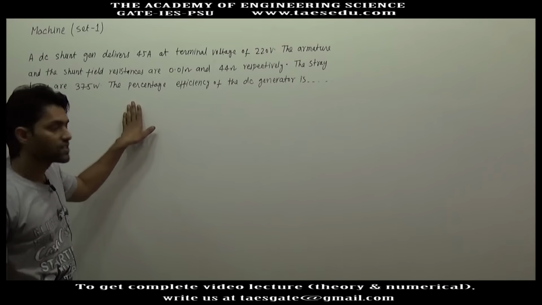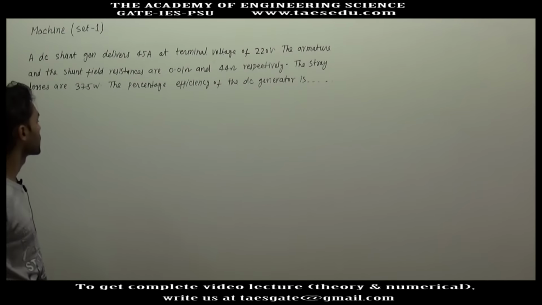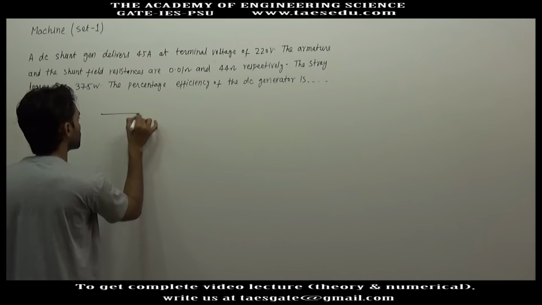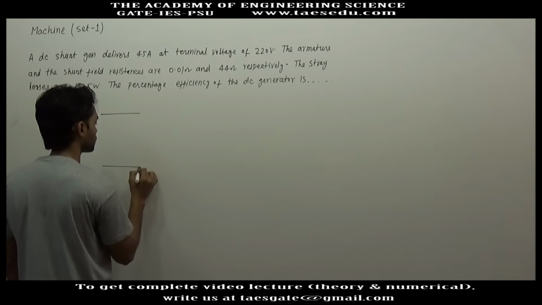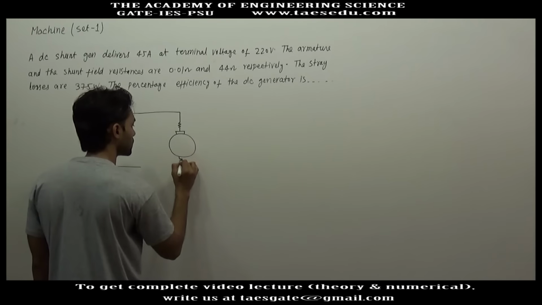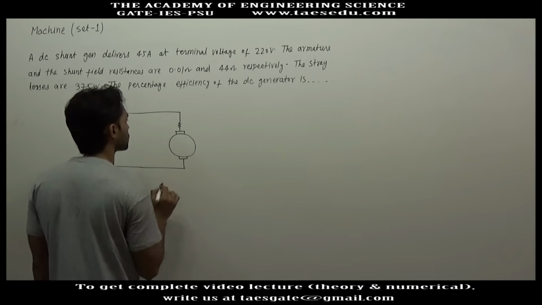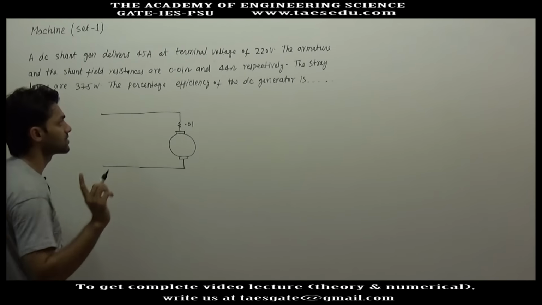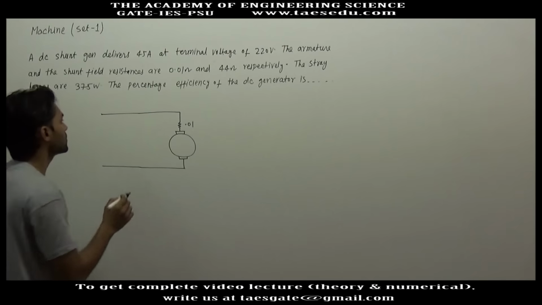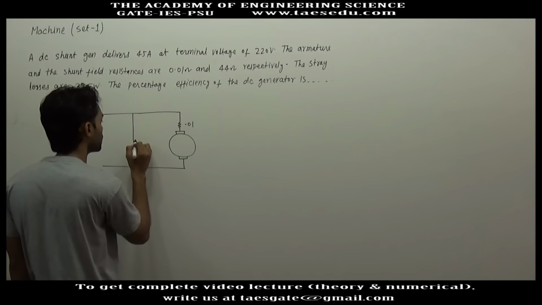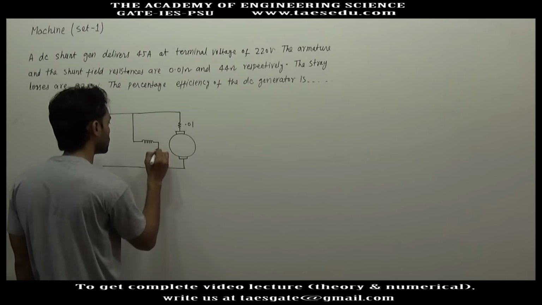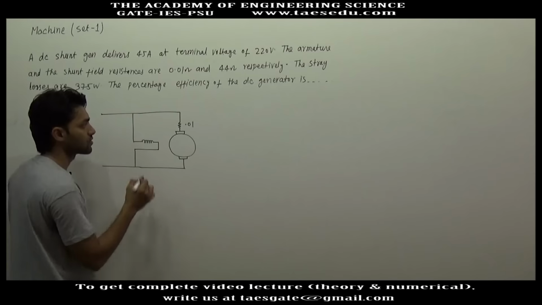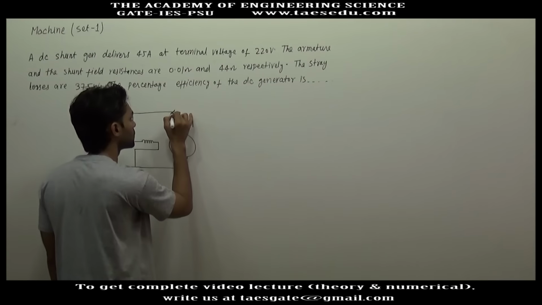We have a DC shunt generator. So first let us draw the circuit diagram of the DC shunt generator. Let's say this is the terminal of the DC generator. This is the armature, and the armature resistance is 0.01 ohm. Since this is a shunt DC generator, the field winding will be connected in shunt with the terminal. Since this is a generator, the direction of current will be out of the machine.